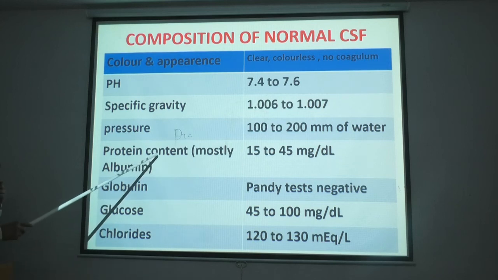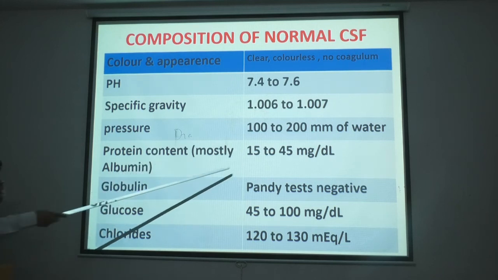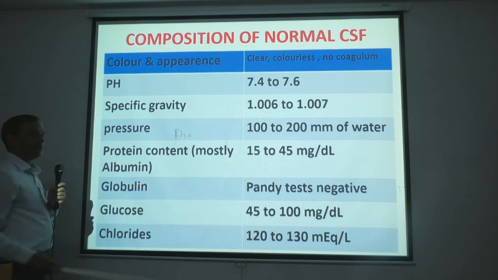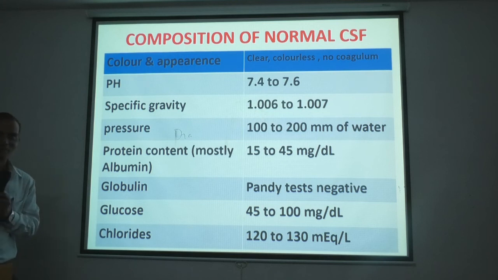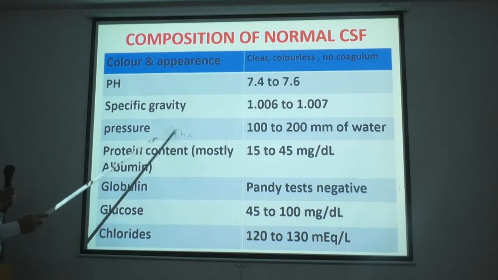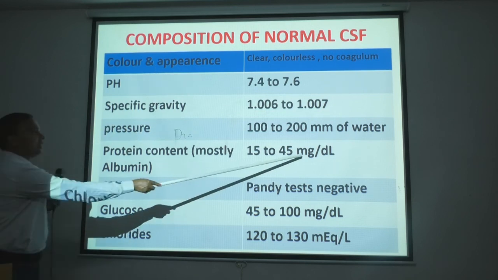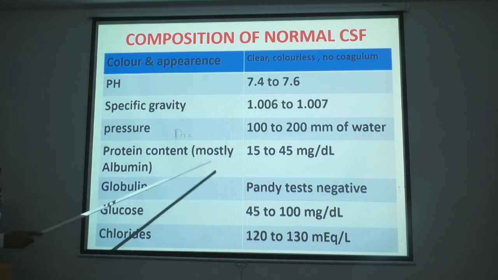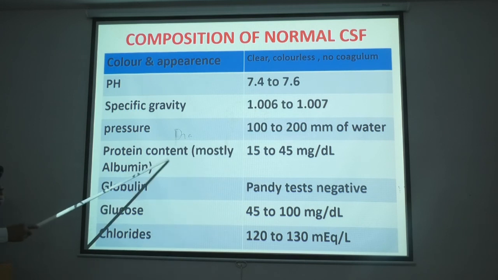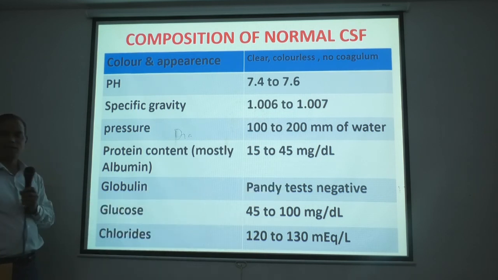And what is the protein content? Protein will mostly be albumin, 15 to 45 mg per dl. Milligram per dl. What about serum protein? Serum protein is gram per dl. But when protein is counted in CSF, it is milligram per dl, 15 to 45 mg per dl. That is mostly albumin. Generally globulin will not be there, so the Pandy test will be negative. That is done with Pandy reagent, and it will be negative.